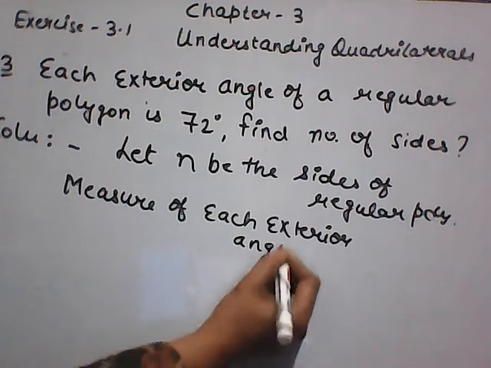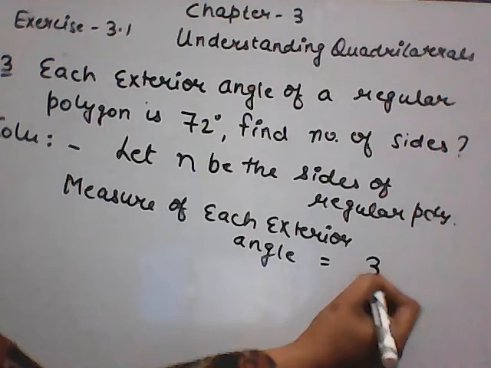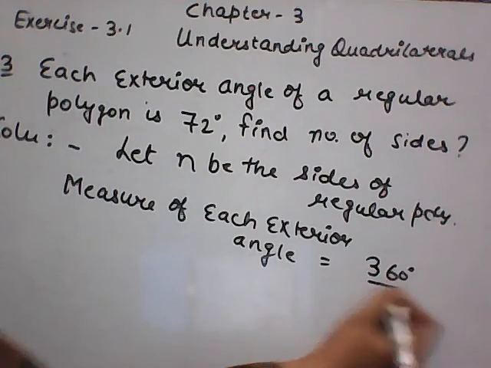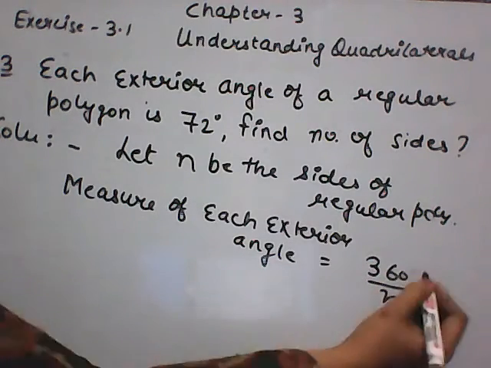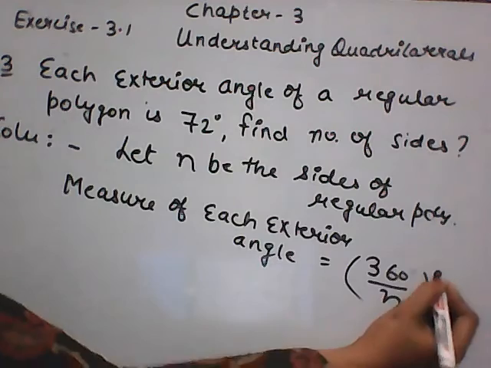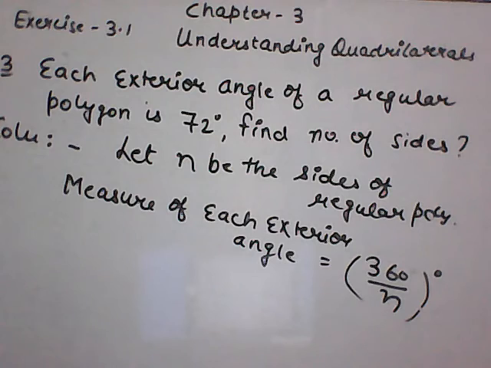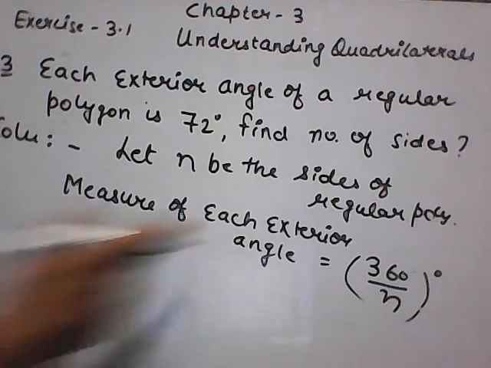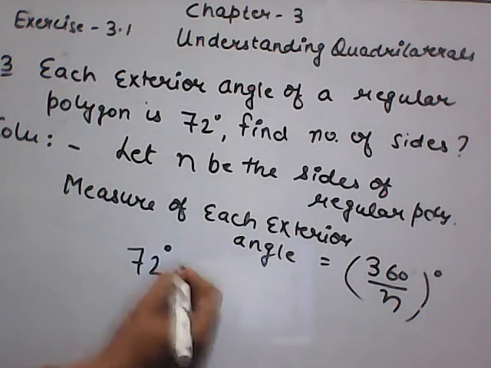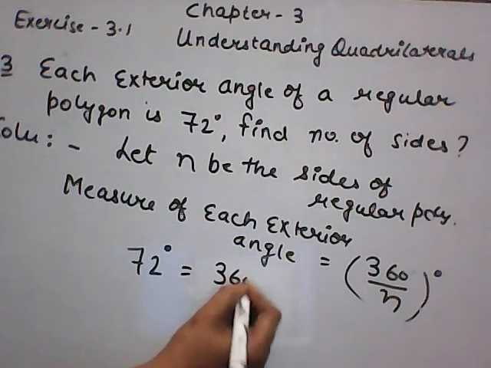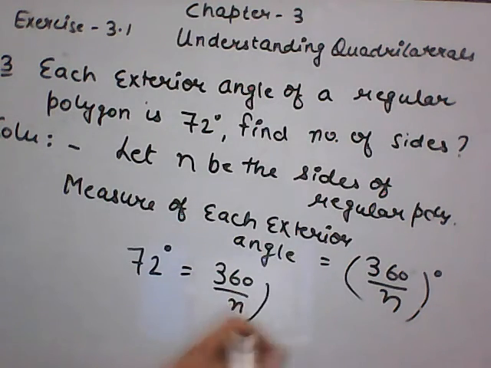And we know that the measurement of each exterior angle of a regular polygon can be calculated by using the formula 360 degrees divided by n. Now it is given to you that the measurement of each exterior angle is 72 degrees. That is equal to 360 divided by n degrees.